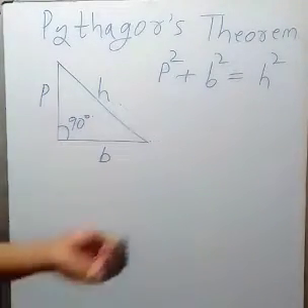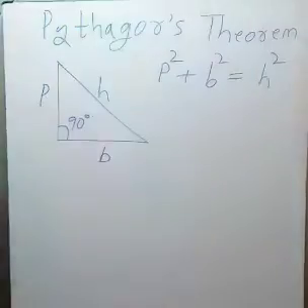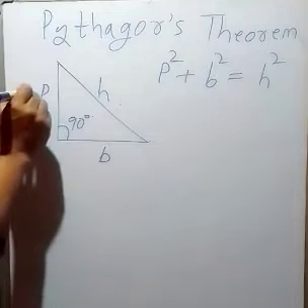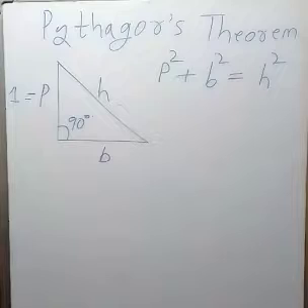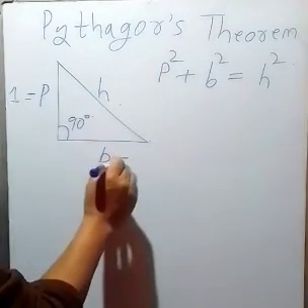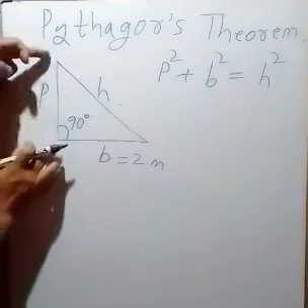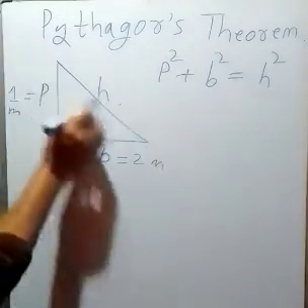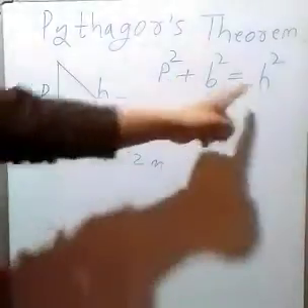Clear? It means now if you know the square of perpendicular and base, you can find the square of hypotenuse. For example, if the perpendicular is 1 meter and base is 2 meter long, this is 1 meter long height and base is 2 meter long, then you can find this length of hypotenuse using this formula. So how do you use this?